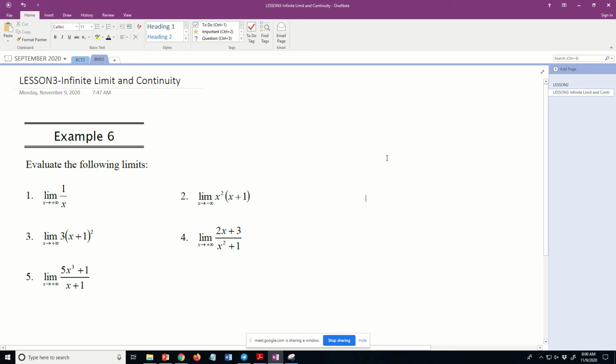Hai semua. Boleh dengar ke suara saya? Clear? Boleh, clear. Okay, so kita boleh mula dah untuk kelas hari ini.